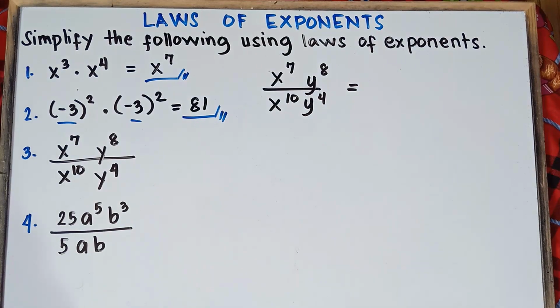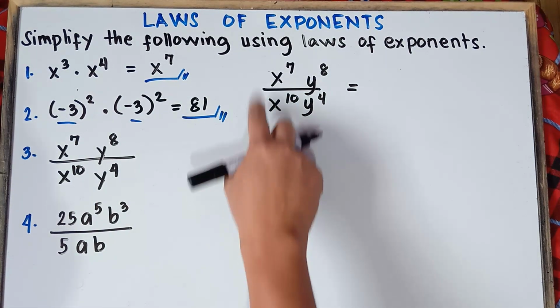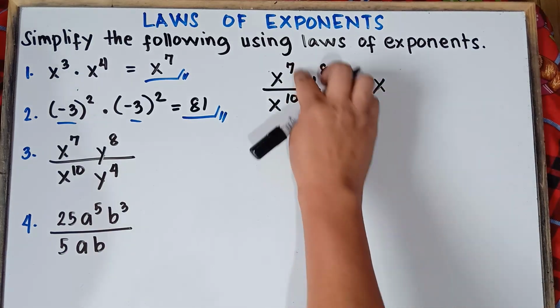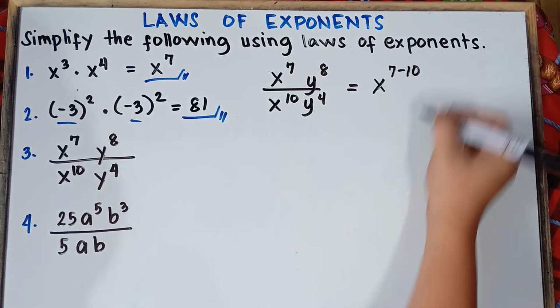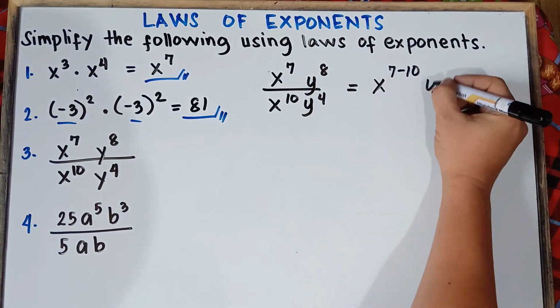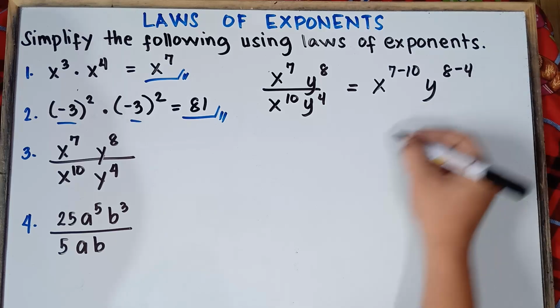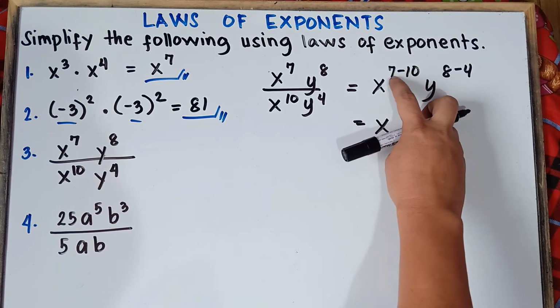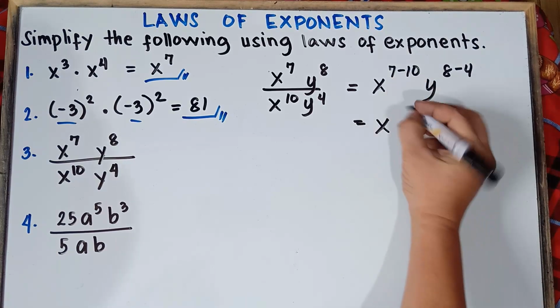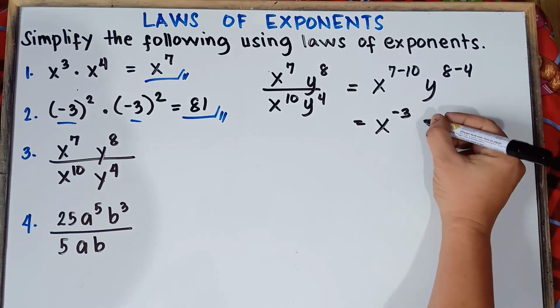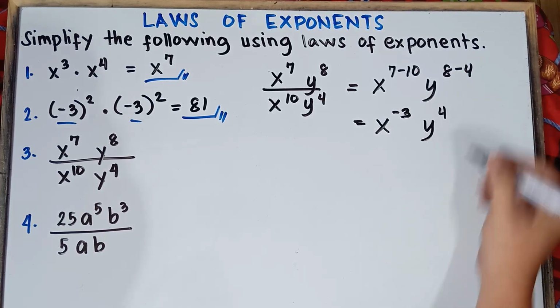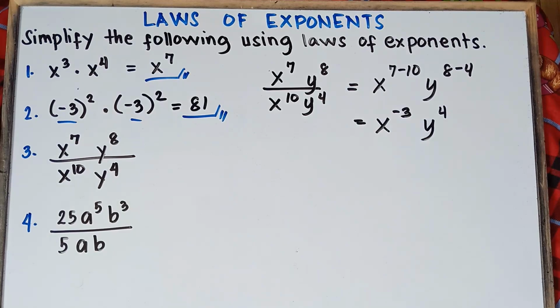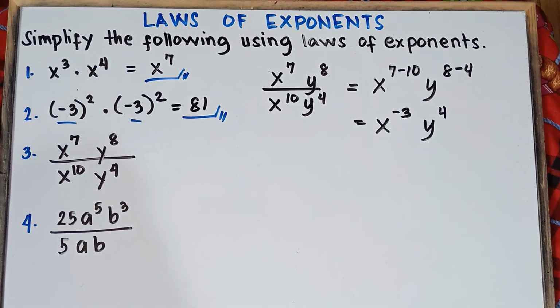Once again, we can apply the quotient rule if they have the same base. Same x, copy x, subtract the exponents 7 minus 10, and then same y, copy y, and then 8 minus 4. So this will be x, then 7 minus 10. Now 10 is greater than 7, so our answer should be negative 3. And then copy y, 8 minus 4, that is 4. Now, is this our final answer? Nope, it's not our final answer because our final answer is not allowed to contain a negative exponent.